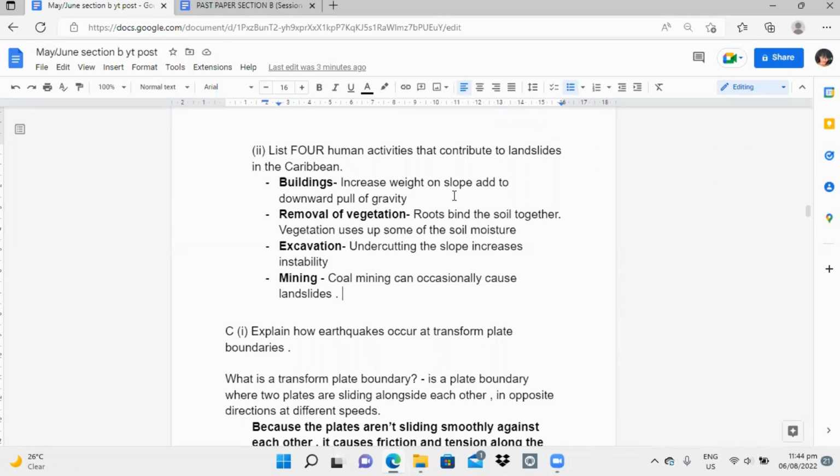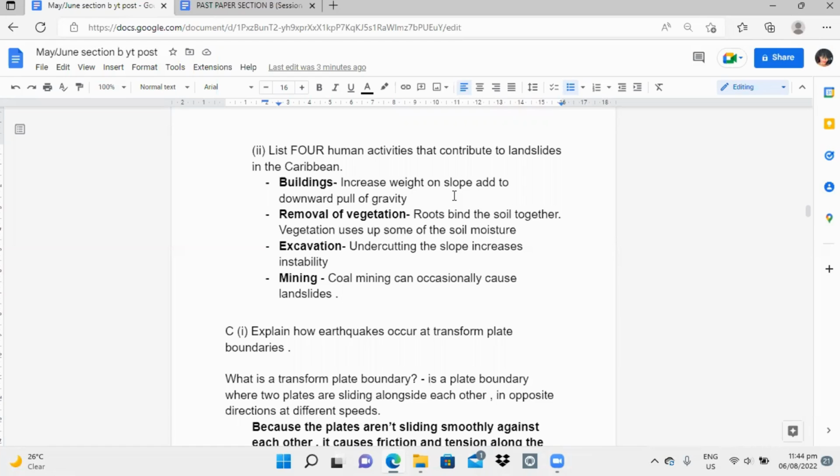Removal of vegetation. What happens with vegetation is that the roots of plants and trees bind the soil together. So when you remove vegetation and you remove the roots, you disturb the soil and the soil structure, and it could contribute to a landslide. Excavation as well.